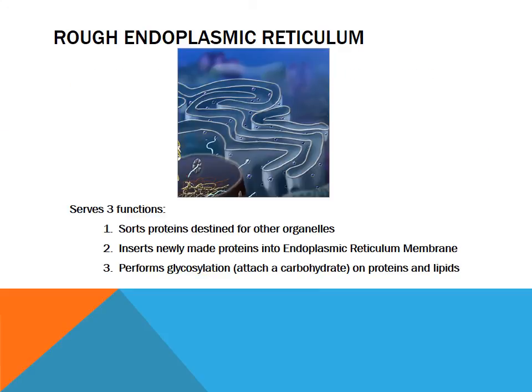That rough endoplasmic reticulum serves three big functions. Protein sorting. It sorts out proteins that are destined for other organelles. Not everything's going to end its life in the endoplasmic reticulum. It inserts newly made proteins into the endoplasmic reticulum. That means that some proteins get embedded in the membrane. We're going to talk about how that happens in the next lecture, but it's super cool, trust me on that.